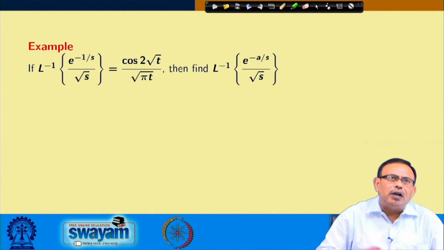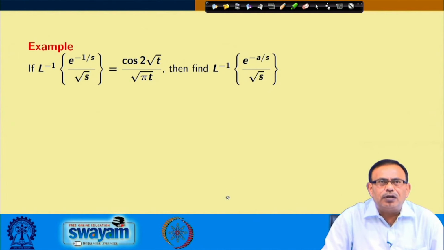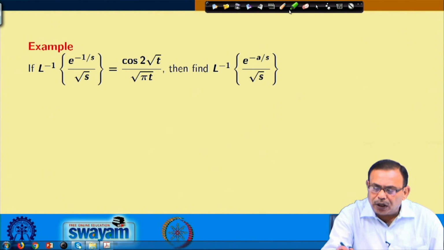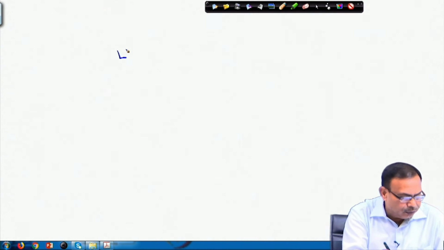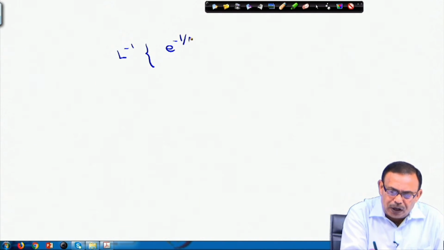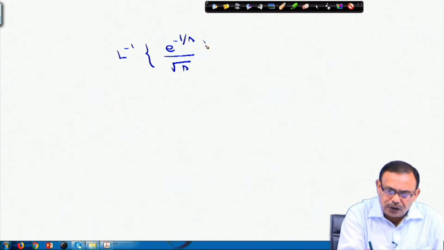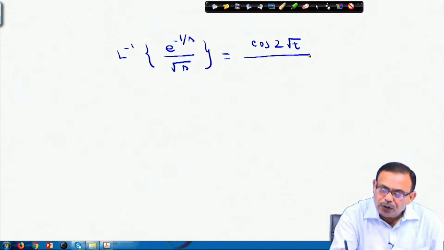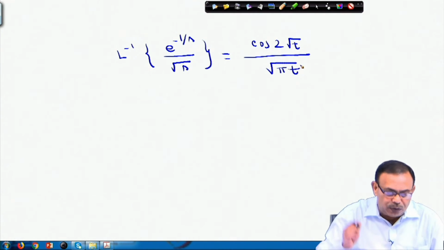Now, next one is, if I know that the Laplace inverse of e power minus 1 by s, by root s, is cos of 2 root t by root pi t, then find the value of the Laplace inverse of e power minus a by s, by root s. So, if we start from here, the Laplace inverse of e power minus 1 by s, by root s, is equal to cos of 2 root t by root pi t. This is given to us.